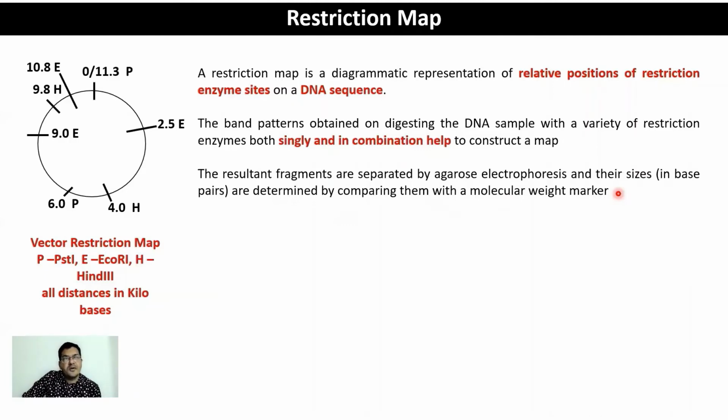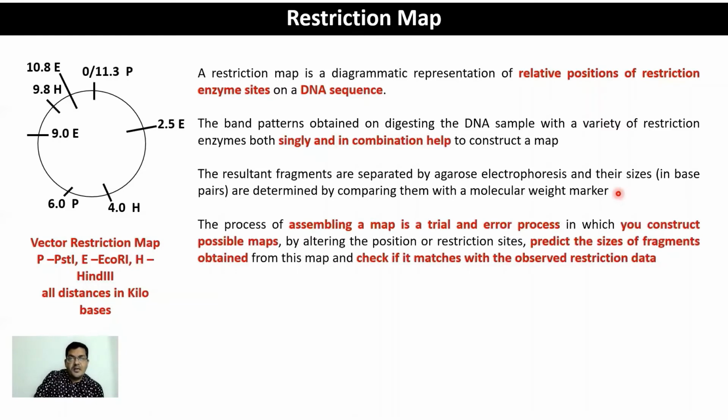So basically, you run a molecular weight marker alongside, and that allows you to determine the size of the band that you have obtained. Then the process of assembling a map is a trial and error process. So how you arrive at this final map is basically by trial and error. Based on the digestion pattern that you get, you keep trying the fragments in various combinations until you hit a pattern that matches exactly the banding pattern that you've obtained in your experiment.